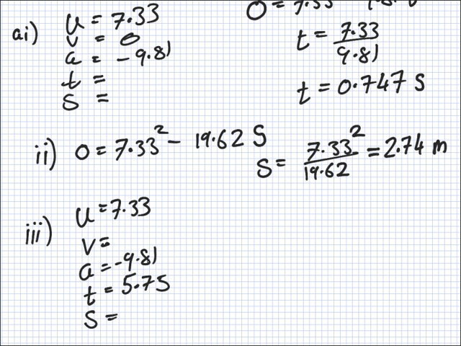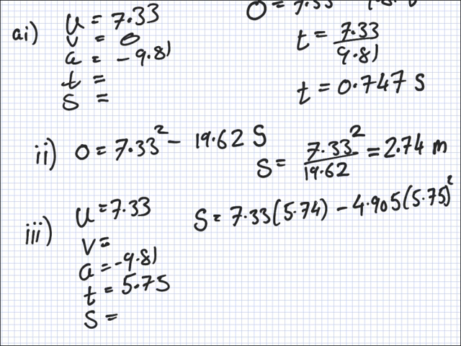Right, can I get the S here? Easy peasy. S equals UT plus a half AT squared. That's a 5 there, right? Or 4. So 7.33 times 5.75 minus 4.905 times 5.75 squared.